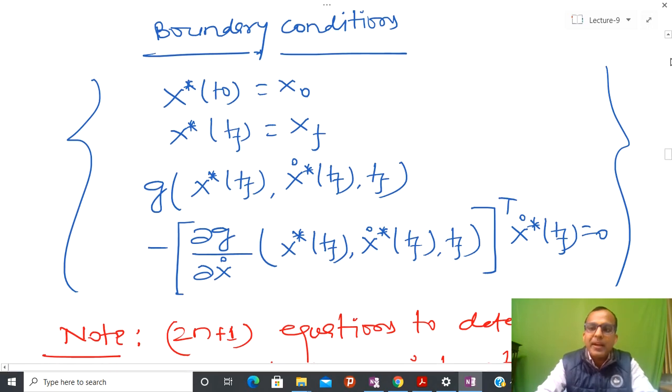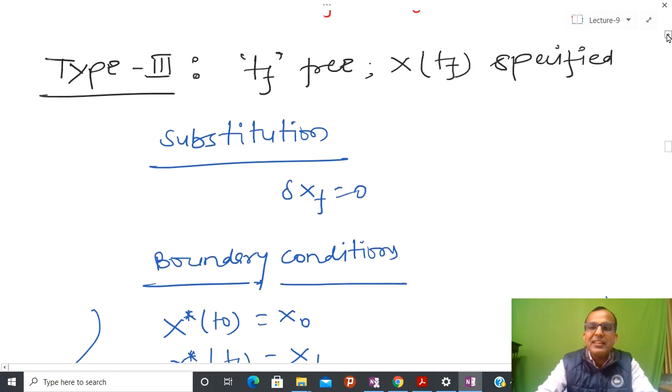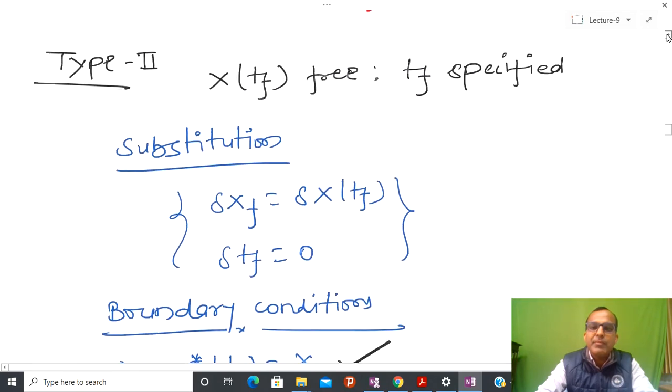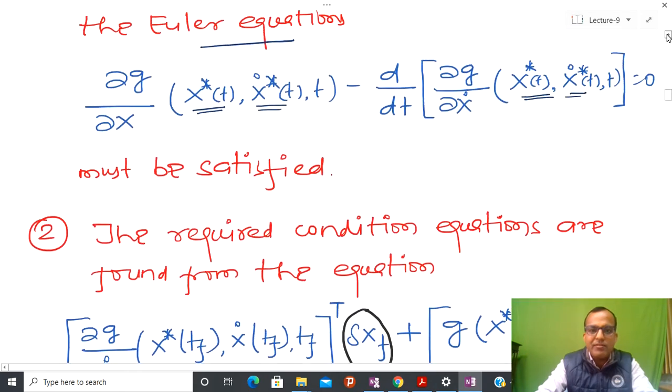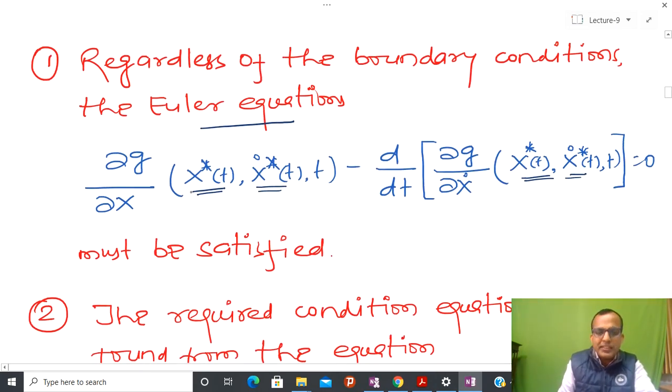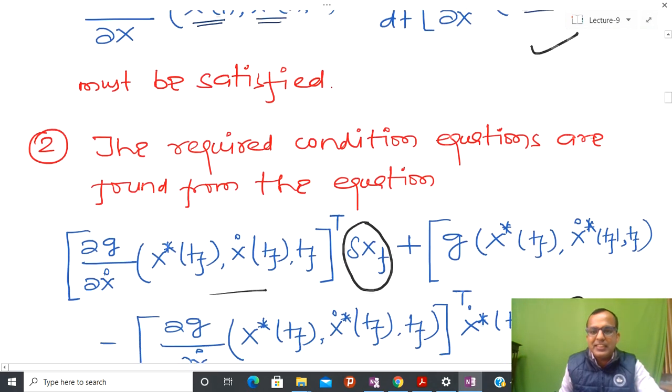So the main idea, by practice, is that if you just remember two things, the Euler equation is reflected everywhere, and this is pretty easy now, because with several practice problems you know that in the first place I have to calculate the partial derivative of g with respect to x, if that is a scalar. If it is a vector x, then I have to calculate dou g by dou x1, dou g by dou x2, similarly dou g by dou xn. Similarly here dou g by dou x dot and d by dt. So in this way the Euler equation comes into the picture in every case.